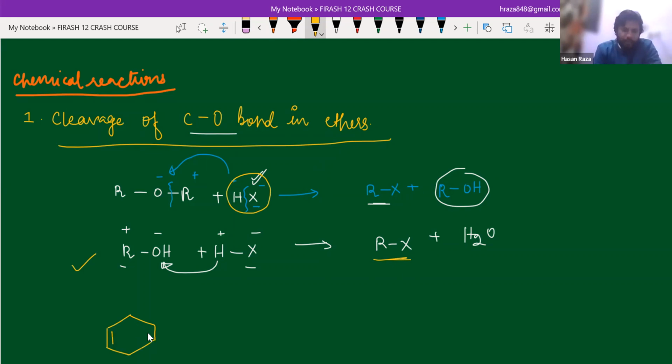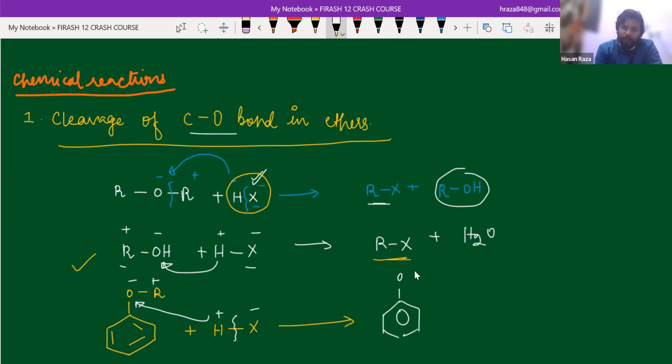So if this is your ether, and you are going to react it with only 1 mole of HX, only 1 mole of HX, then what will you be getting? You are going to cleave this as well as this. So this positive will go to this, and you will be getting a phenol. And this is your RX, alkyl halide. So please do write it.